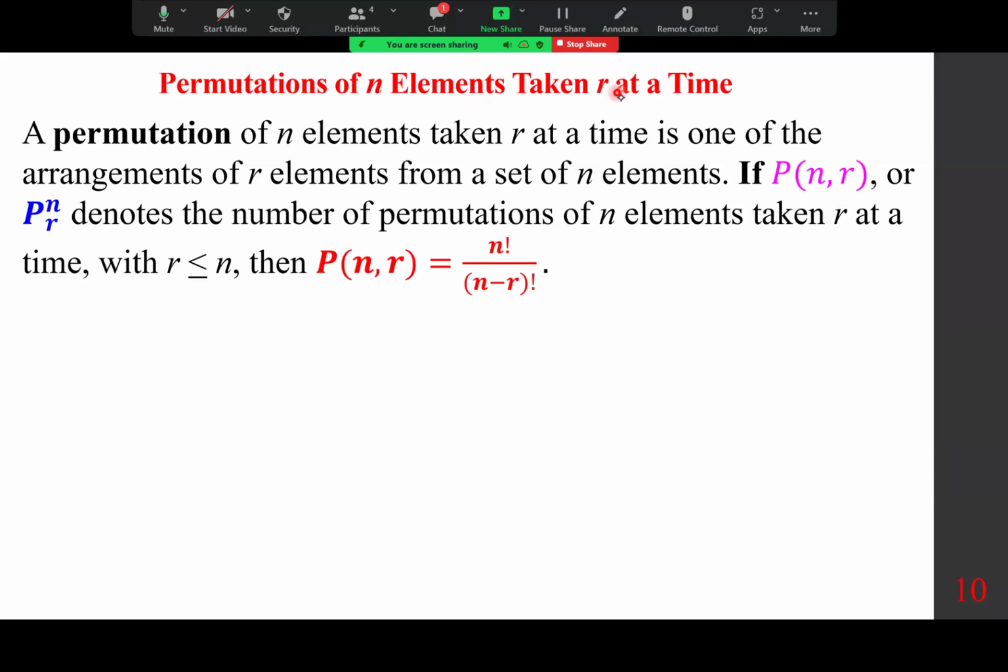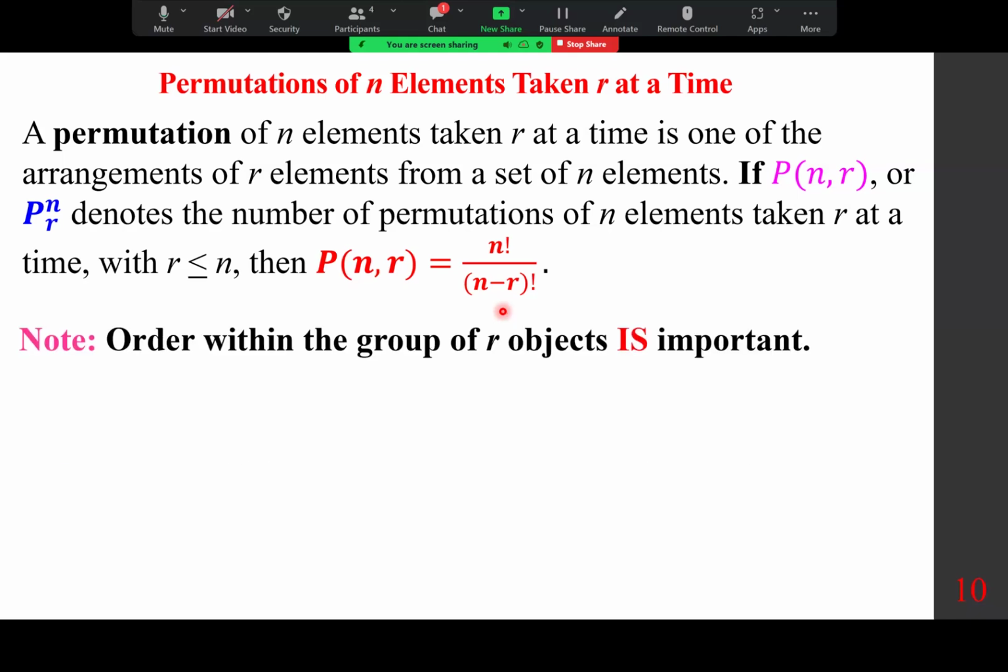Permutation of n elements taken r at a time. A permutation of n elements taken r at a time is one of the arrangements of r elements from a set of n elements. And the notation is P(n,r). If P(n,r) denotes the number of permutations of n elements taken r at a time, with r being less than or equal to n, r must be less than or equal to n, then the permutation is n factorial over (n minus r) factorial.